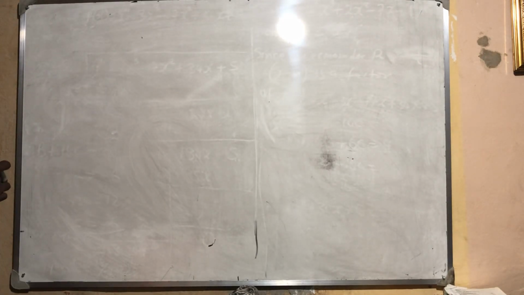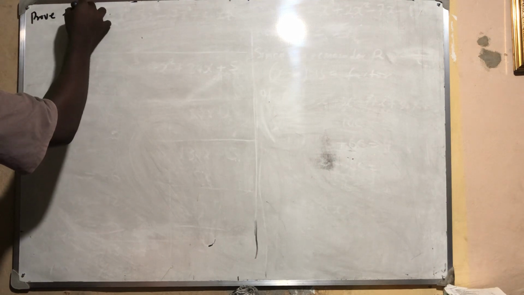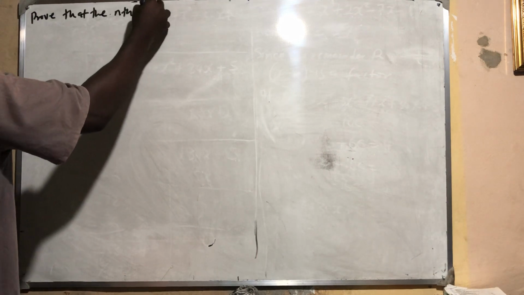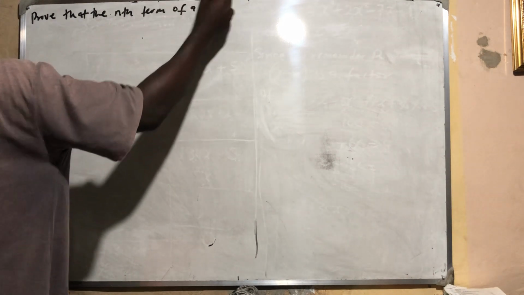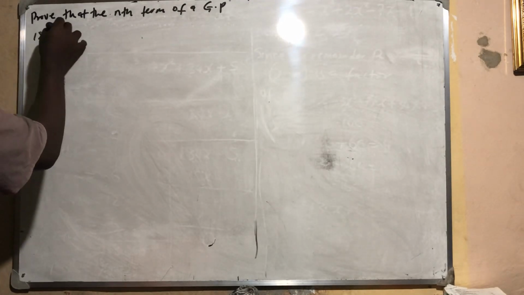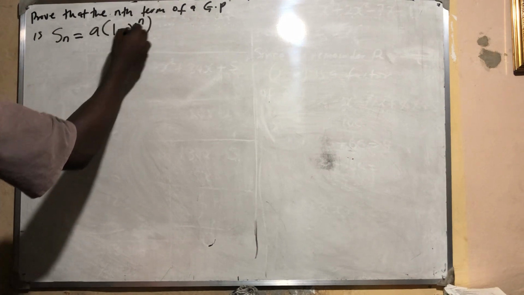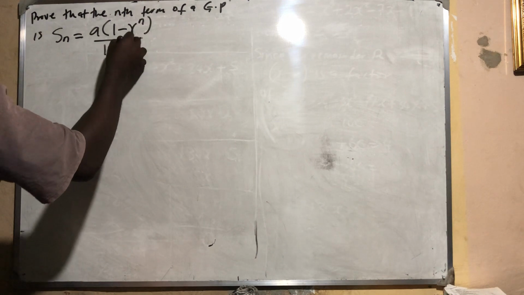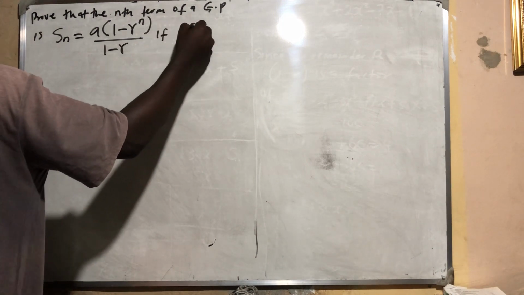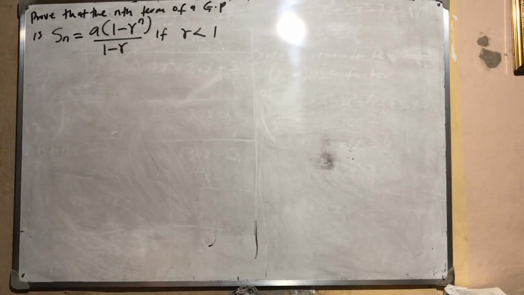So the next thing they say we should prove is that the sum of the n terms of a geometric progression is given as Sn is equal to a in bracket of 1 minus r raised to power n, all over 1 minus r. Okay, that is if r is less than 1. Now this thing is very simple to prove. I'll just show you 3 lines and then you are done.